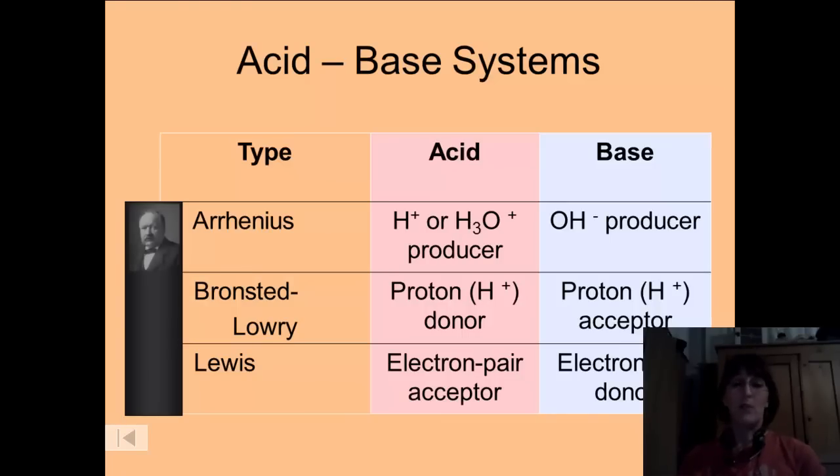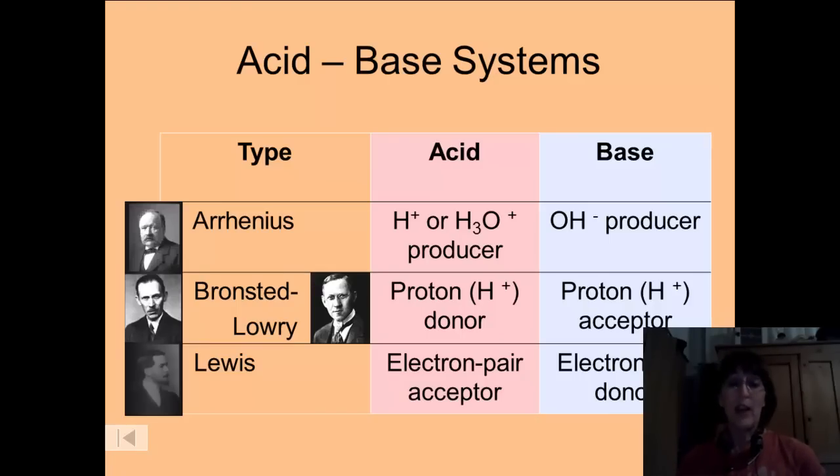So here we have some of the gentlemen. Arrhenius came up and he said, hey, if it's an acid, it's going to produce hydrogen or hydronium ions, and a base is a hydroxide ion producer. Bronsted-Lowry, they were actually two guys. They were not working together. They were working separately and came up with the same idea. Acids are proton donors, bases are proton acceptors. And then we had Lewis, who's just electron happy.